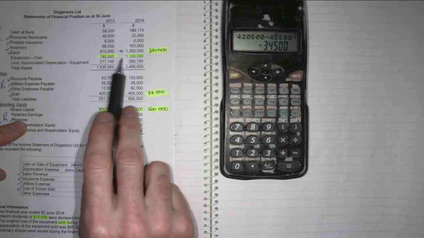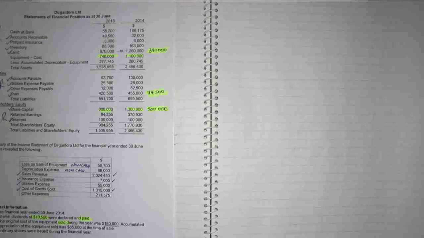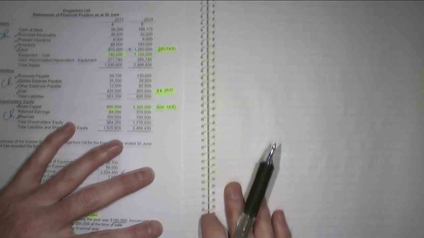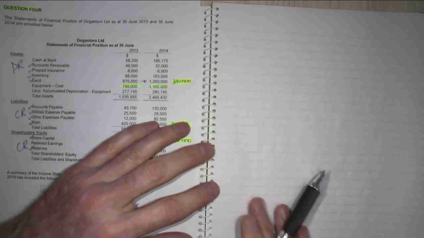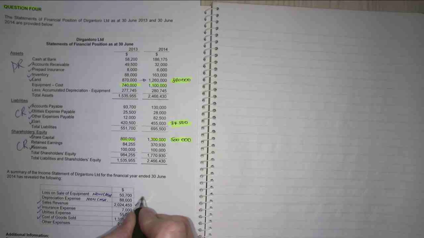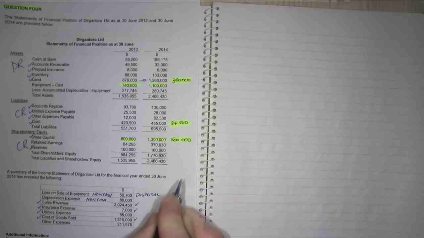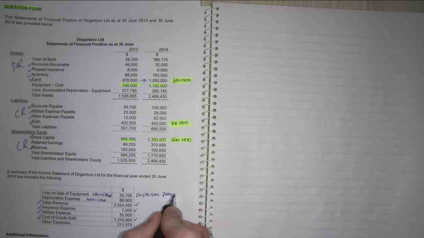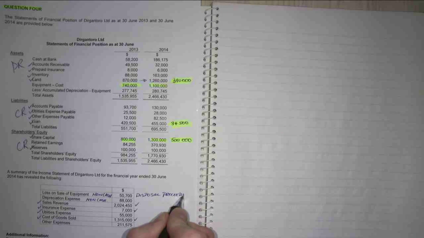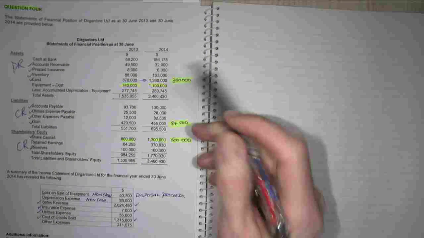So now let's go back to equipment. Okay. So my equipment. There's two things I need to do. One, work out what my disposal proceeds are. And what my purchases were, because I've purchased some equipment as well.